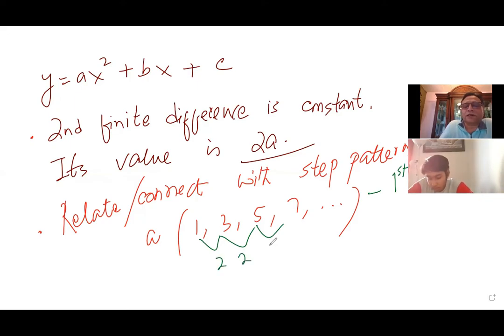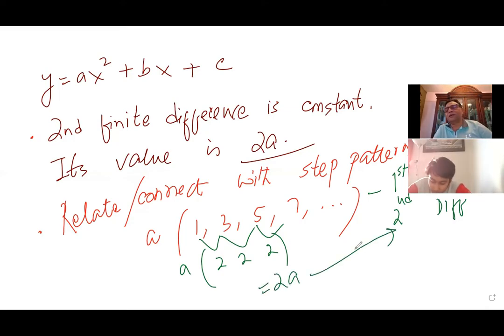Second difference is 2, right? Yeah. And times a will be what? 2a. So that is how we connect and find the result.